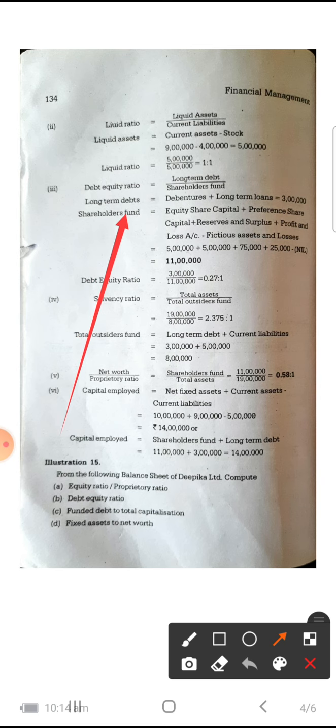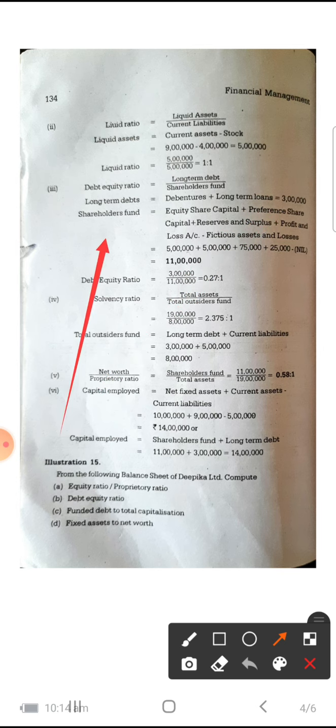Debt equity ratio. What is the formula to calculate debt equity ratio? Long term debt divided by shareholders fund. Now what is long term debt? Long term debt is equal to debentures plus long term loans. If you add them together, you will get 3 lakh rupees. So 3 lakh is the long term debt.